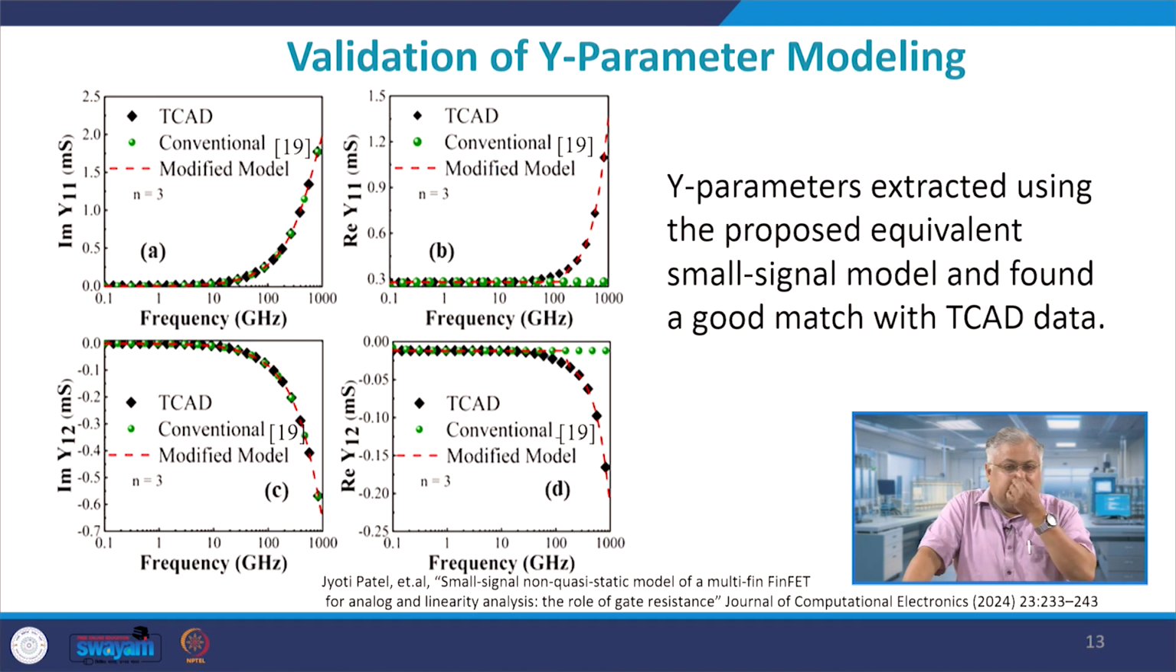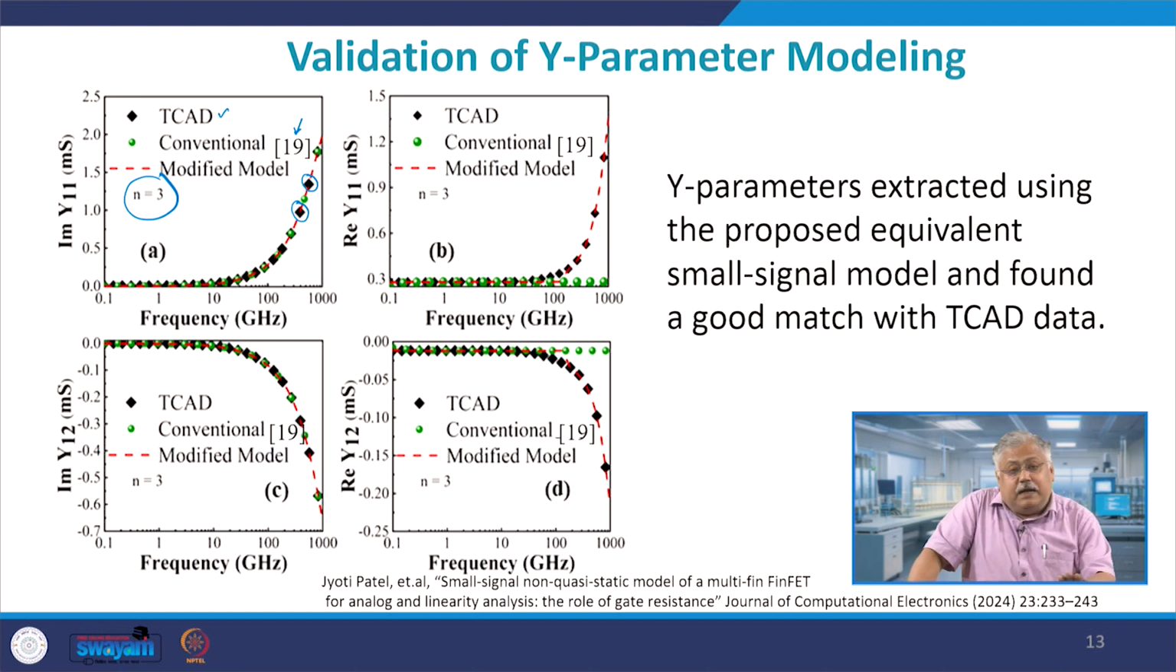So once we have done this analytical model, and we have extracted the real and the imaginary part of all the y parameters, what we do is that we plot on the same axis the real and imaginary part of y11 and y12, and then we plot the TCAD part. If you see very carefully here, this is this black triangle sort of rectangle here. This is the TCAD, and the conventional model is given by some reference, and this is the modified model which you get for n is equal to 3, meaning this is basically a 3 fin structure.